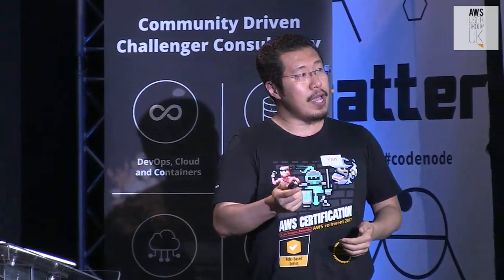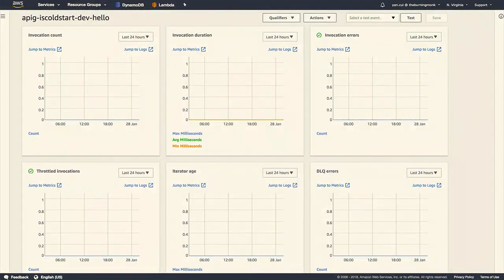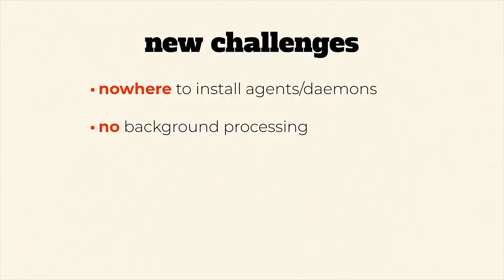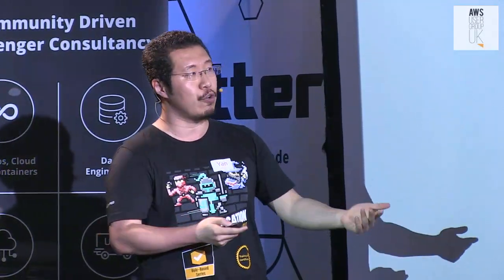And in terms of monitoring, you get a number of metrics out of the box, including invocation count, invocation latency, throttle count, error count, and so on. But remember, we don't have background processing anymore. So if you want to publish custom metrics from your application, then you have to go directly to CloudWatch or whatever system you're using, and that's going to add latency to your functions.